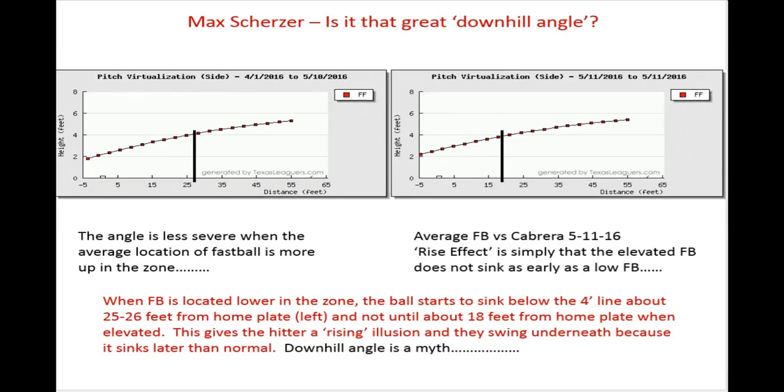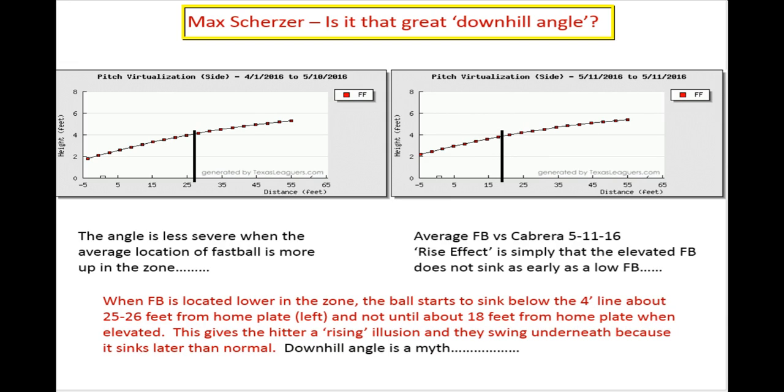Okay, I had some questions the other day in regards to my video that I did on Max Scherzer and the idea of the downhill angle. I'm going to do kind of an exposé on this whole thing and do a bunch of different sections of it. But this one today, I wanted to clarify, and I'll show you some live examples of it.